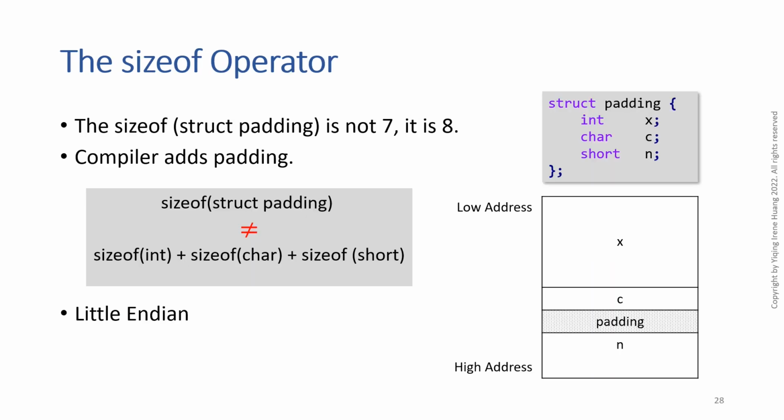For a struct object, it is very important that we use the sizeof operator to get its actual size, because the compiler may add padding to this struct. This is an example of a struct that the compiler will add padding to. This is 4 bytes, this is 1 byte, and this is 2 bytes. And the sum of the size of each component is 7. But if you use sizeof, you will get 8, because the compiler will add padding after c so that the data object is naturally aligned. Finally, our memory is little-endian.